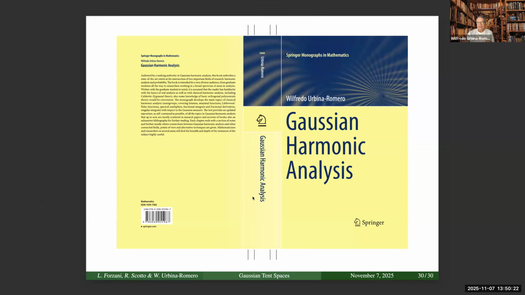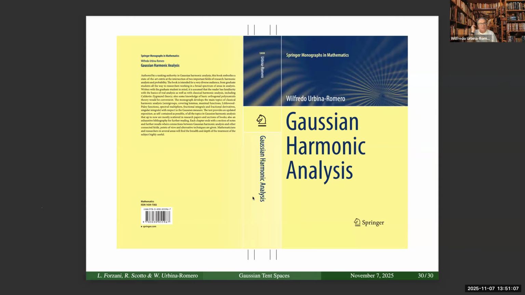And as usual, if you want to know more about Gaussian harmonic analysis, we have a book. By the way, I just talked with the editor. I am planning, in a couple of years hopefully, to do a second edition, because in this book we have the result by Portal and company. So we have to replace that with the fuller result that we got, and there are other results.